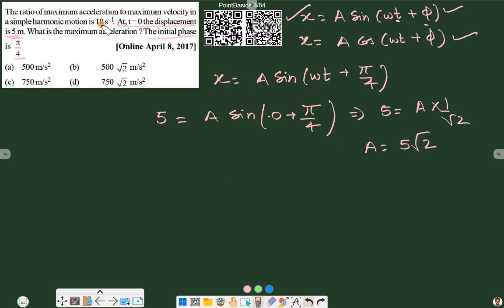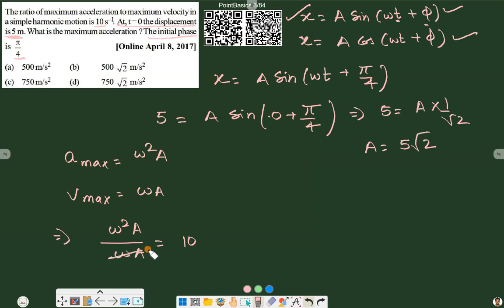Now, the ratio of maximum acceleration to maximum velocity. So maximum acceleration is given by, in the form of amplitude, only we are talking about amplitude, omega square a, and velocity maximum we know is omega a. So if we divide both of these, we will get omega square a by omega a, and it is given equal to 10. So from this we will get omega is equal to 10.